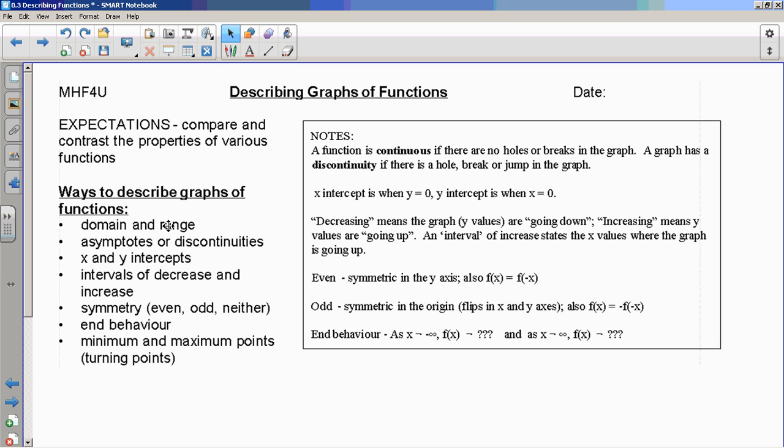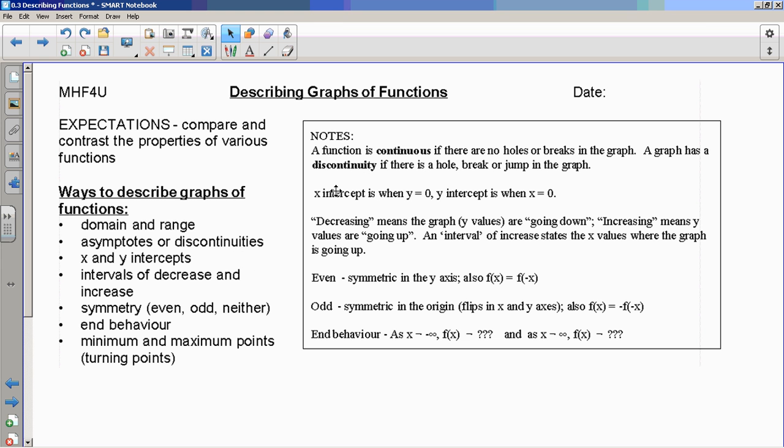Domain and range, of course, we talk about the domain and range of a function, and you've been doing that since grade 11. Asymptotes or discontinuities. We can describe a function in terms of whether it has an asymptote or a discontinuity. In the note here, a function is continuous if there are no holes or breaks in the graph. A graph has a discontinuity if there is a hole, break, or jump in the graph. And we talked about that when we were doing our sorts, that discontinuity is if you have to lift your pencil when you're tracing along. And so we have to mention those when we're describing graphs.